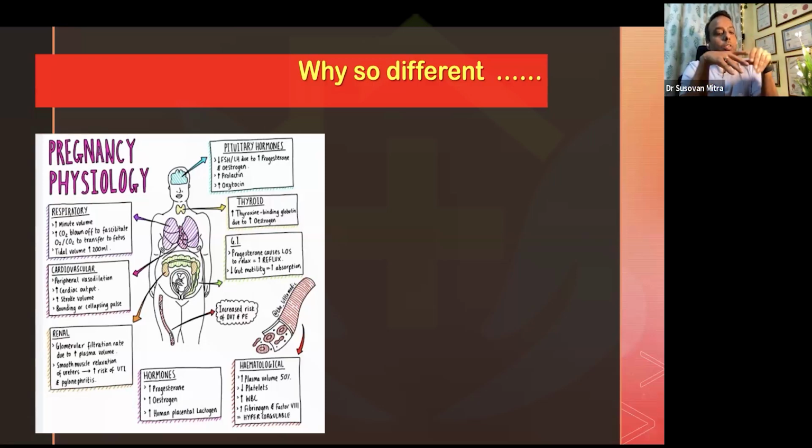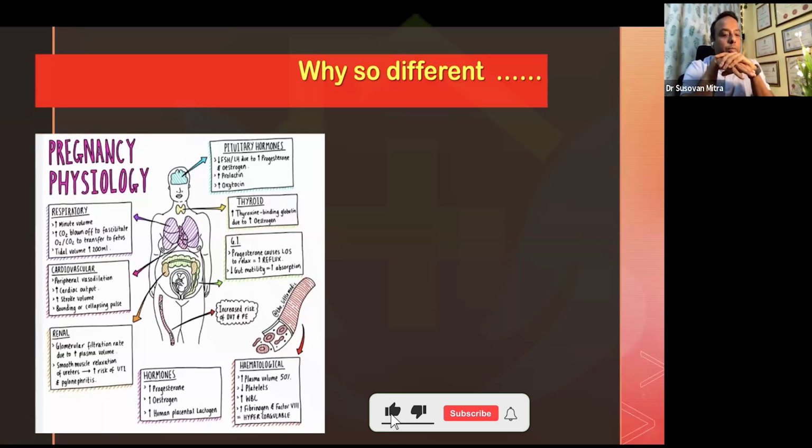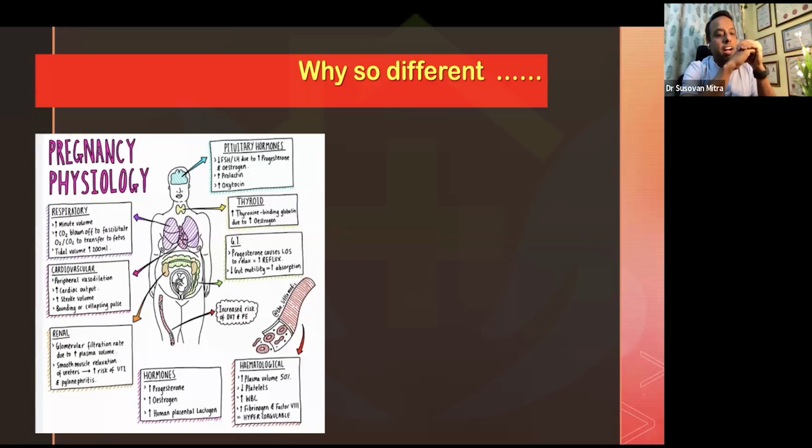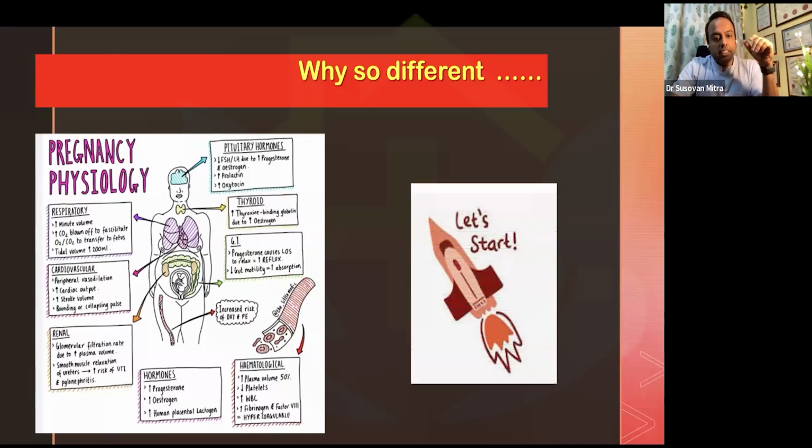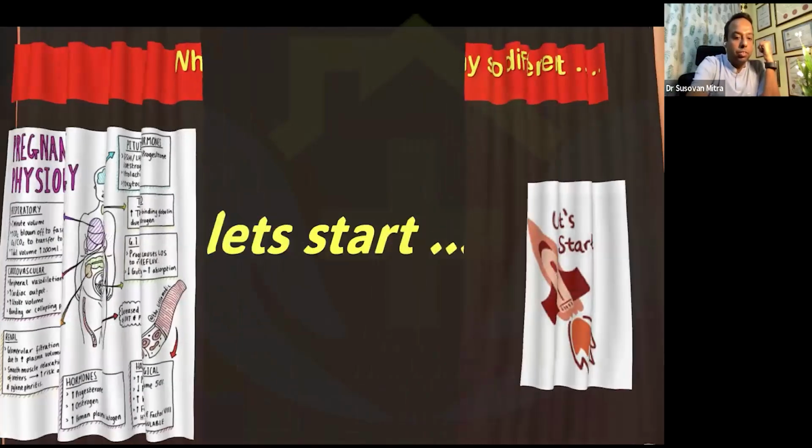You will also find patients having some symptoms of cardiovascular disease, like tachypnea, a high heart rate, and increased cardiac output. So all the systems are affected differently, and these are equally important, because the exaggerated effect of physiological changes can have a pathological impact on the body. Keep this in the background. Let's start and see how we are going to deal with that.